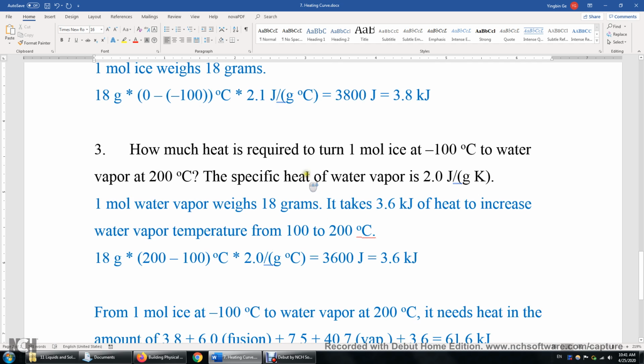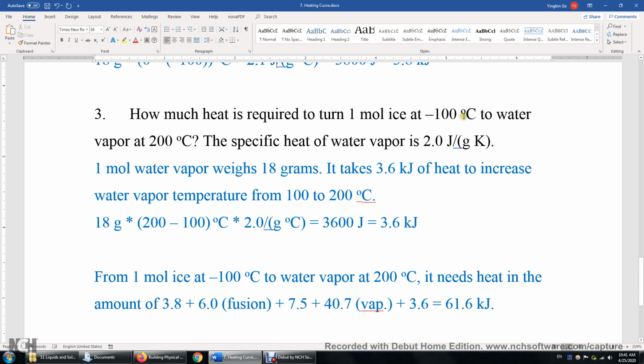How much heat is required to turn 1 mole of ice at negative 100 degrees Celsius to water vapor at 200 degrees Celsius? I need to give you the specific heat of water vapor. It's 2.0 joule per gram per Kelvin. So first, we need to compute the amount of heat to increase the temperature of water vapor from 100 degrees Celsius to 200 degrees Celsius.